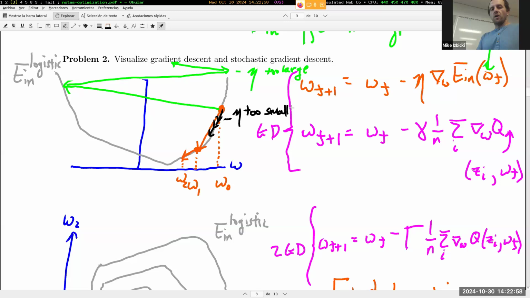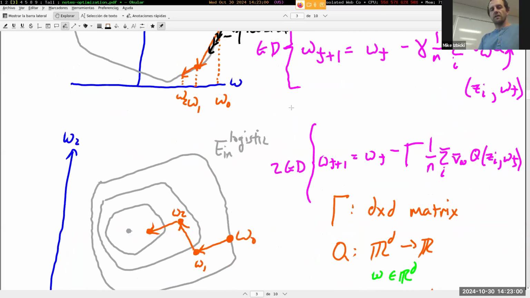Revisualizing this in our second plot down here, the two-dimensional plot, the black version, if eta is too small, will give curves that look like this. They'll roughly follow the same shape as the orange one, but not stay exactly on it. This again is too small.